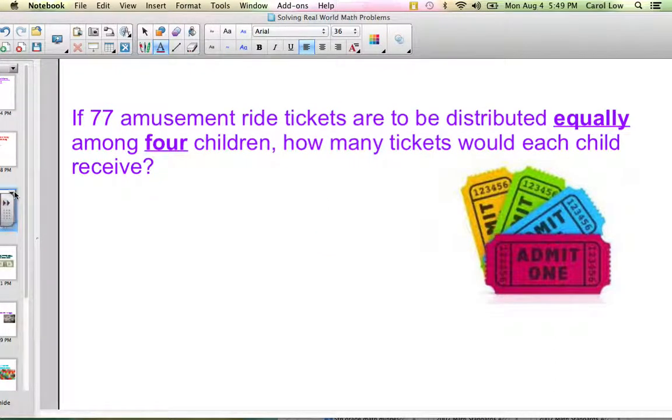So let's get started. If 77 amusement ride tickets are to be distributed equally among 4 children, how many tickets would each child receive? So I underlined a couple of the words that I thought are really important. Let's look at some of them. So there are 77, that's important, and they're distributed equally. There are 4 children, and they want to know how many tickets would each child receive.